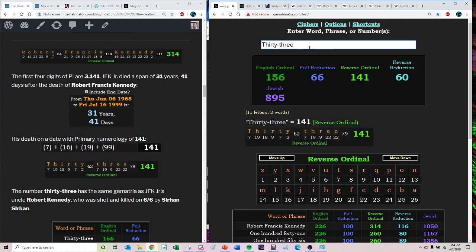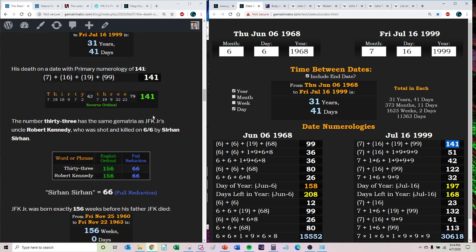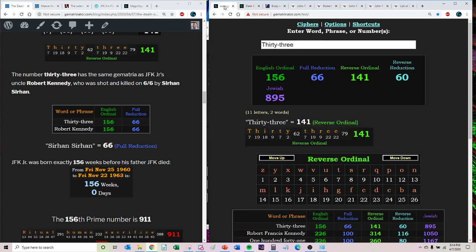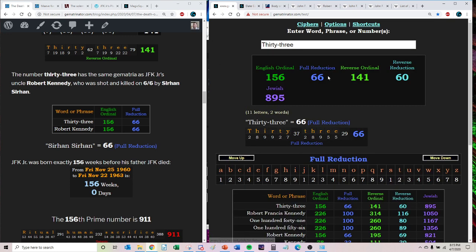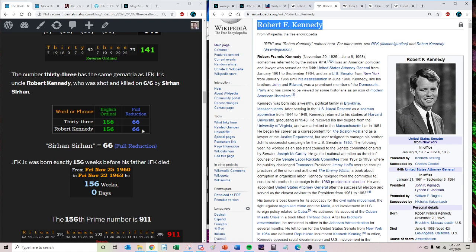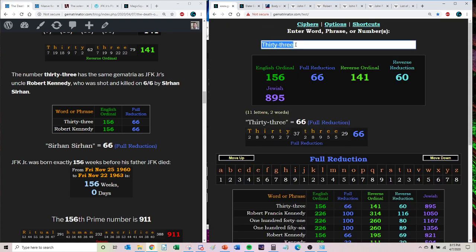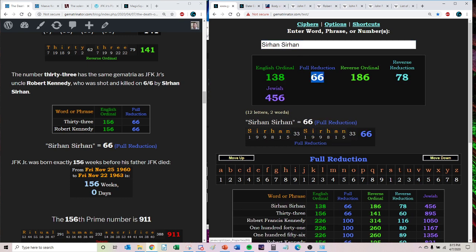Consider how 33 equals 141. And the date on which JFK Jr. died has primary numerology of 141. Once again, 33 sums to 66 in reduction. And Robert Kennedy summing to 66, dying on the date June 6th in 68. His assassin was named Sirhan. And since Sirhan equals 33, Sirhan equals 66.